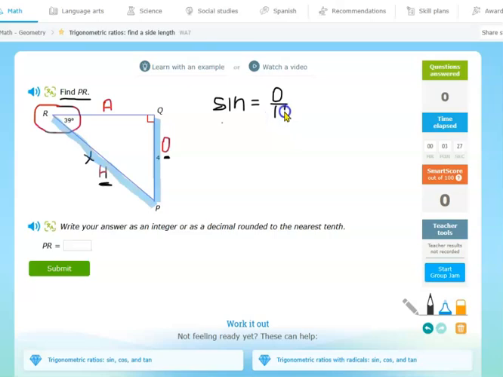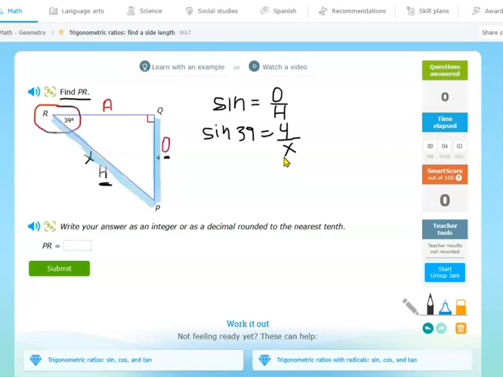Then we're going to fill in this equation with actual numbers from the problem. Instead of just sine, we want to say sine of 39. Instead of O, we want to put the value of the opposite side, which was 4. And instead of H, we want to put the value of the hypotenuse, which is our X. So from here, we need to solve for X.